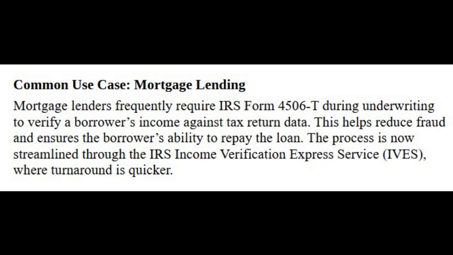Common use case, mortgage lending. Mortgage lenders frequently require IRS Form 4506T during underwriting to verify a borrower's income against tax return data. This helps reduce fraud and ensures the borrower's ability to repay the loan. The process is now streamlined through the IRS Income Verification Express Service, IVES, where turnaround is quicker.